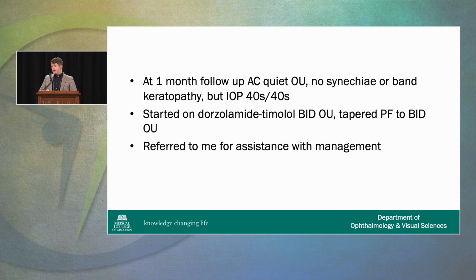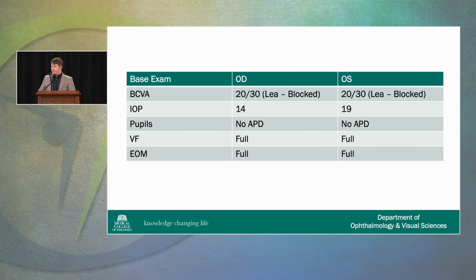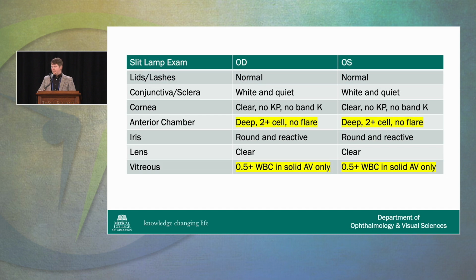The patient was started then on dorzolamide timolol twice daily, tapered prednisolone to twice daily. I got a phone call and they referred them over to me saying, please help. On exam with me, so this was on that dorzolamide timolol already, the pressure came down wonderfully to 14 and 19. Vision is still doing well. This is a 3-year-old who's able to do Leah blocked letters. That's really good for him. He also had that 2+ cell.